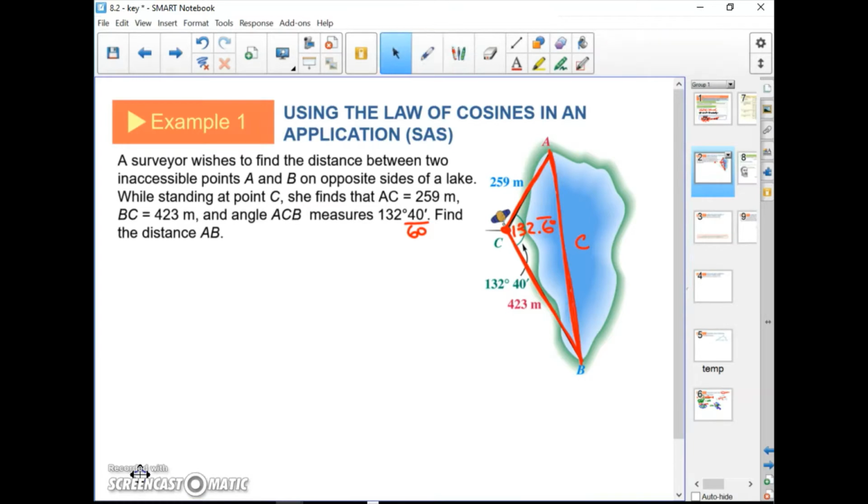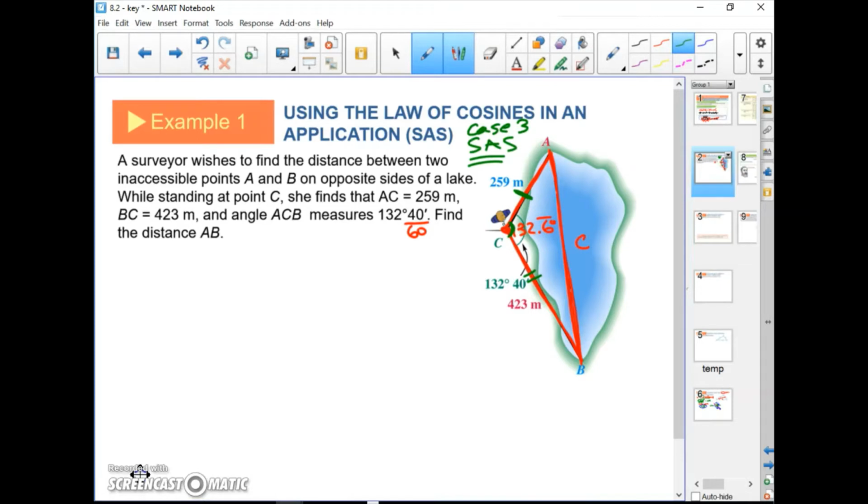So what I would encourage you to do is think about Temple Run and think about that guy running around and collecting tokens. Look at what you've got. I see a side and an angle and another side. When you see SAS, SAS is going to indicate that we're doing case 3, law of cosines. Case 3, law of cosines. So always look for that.